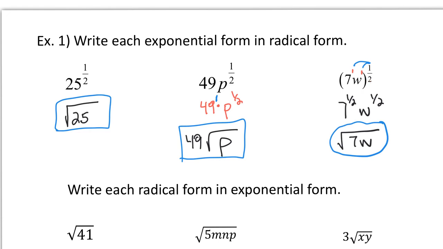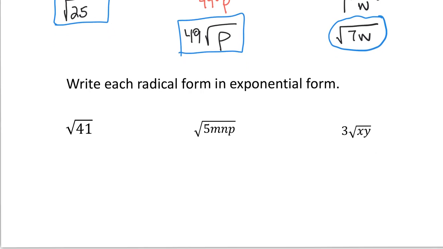Now let's go ahead and do the opposite. If you guys want to write a radical, so all of these are radical form because you guys have a square root, you want it in exponential form. So first you need to know what exponent you need. And notice all of them have a square root. So we need an exponent of 1/2.